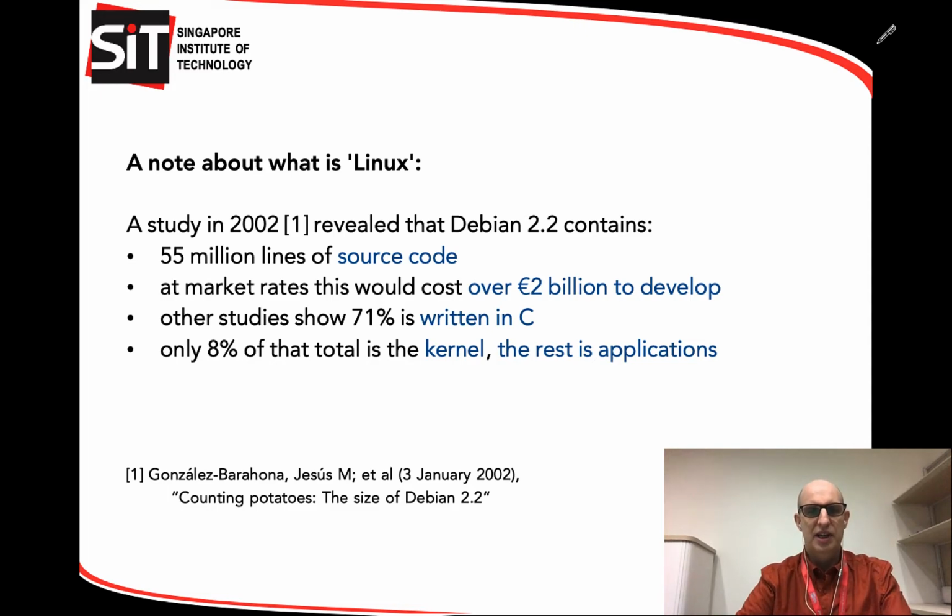71% of that was written in C, but only 8% of that 55 million lines of source code is the actual kernel, the actual Linux bit. The rest is a cluster of applications. It's like an ecosystem that surrounds the kernel. And today we really talk about Linux as being all of that stuff.